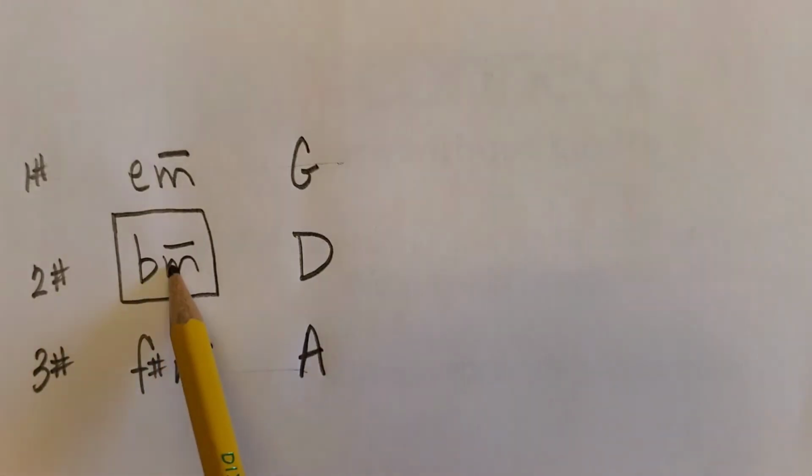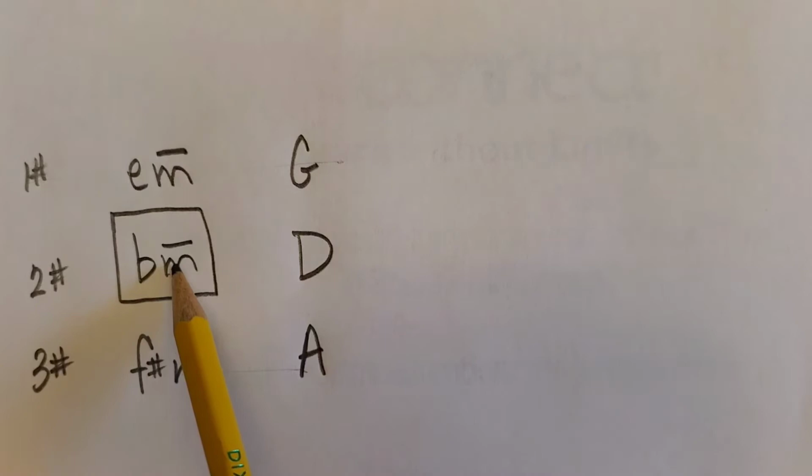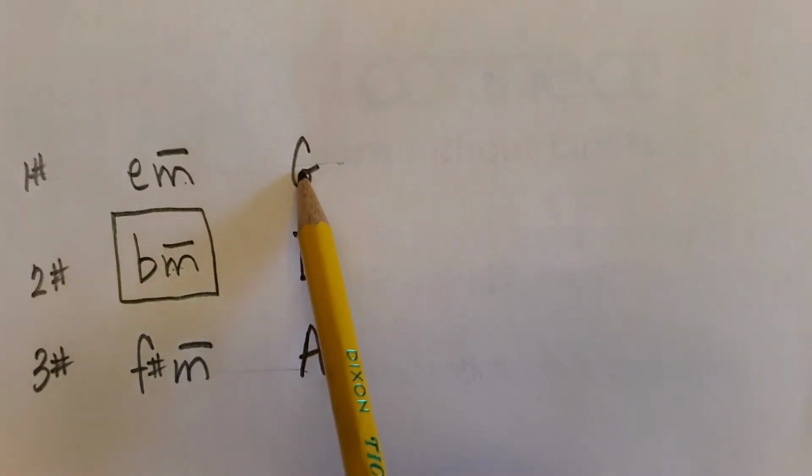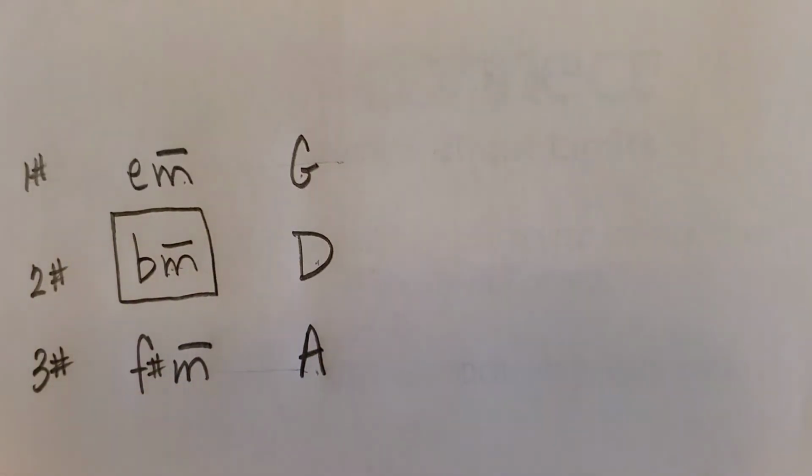And again, this would be 1, 2 is diminished, 3, 4, 5, 6, 7.